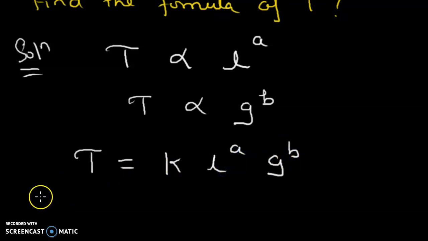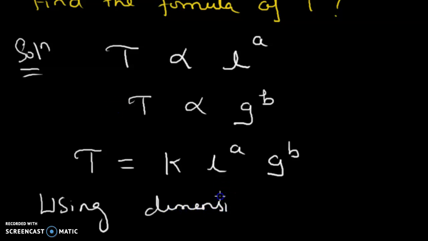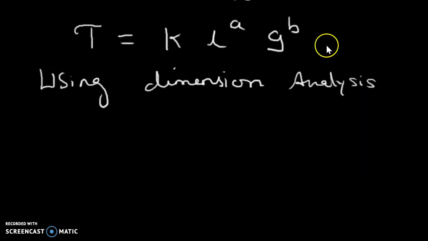Now I would use dimensional analysis, and I know that the dimensional formula on both sides of the equation has to be the same. So what is the dimensional formula for the left hand side? It is nothing but T to the power 1. It's only time, so T to the power 1.